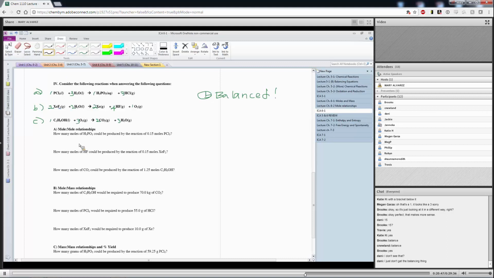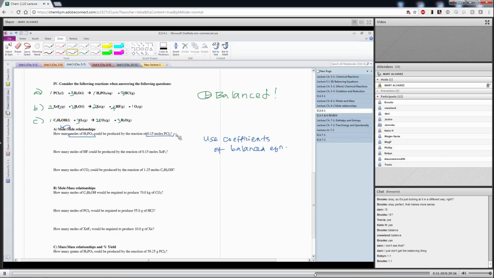So here we go. How many moles of H3PO3, so this is what I'm looking for, could be produced by the reaction of 0.15 moles of PCl3. So mole-to-mole relationships is comparing your coefficients of the balanced equations. So in this section, we're going to use those coefficients of the balanced equations to do this. So what is my ratio of H3PO3 to PCl3 according to the coefficients of my balanced equation above?